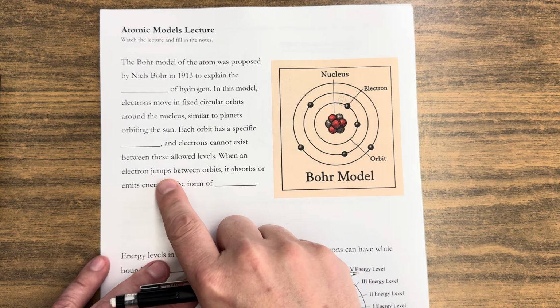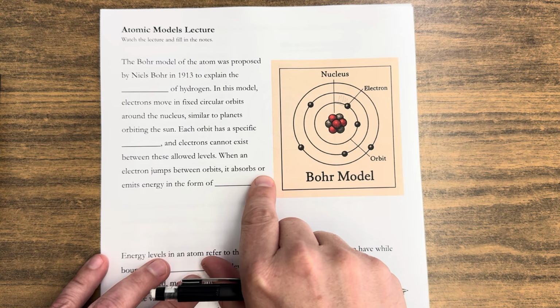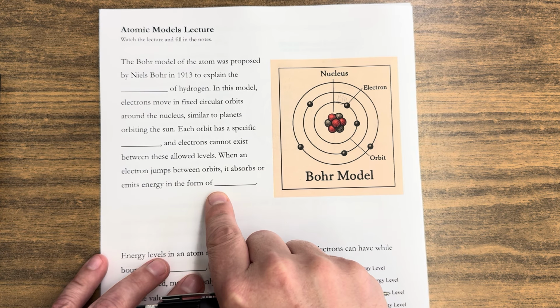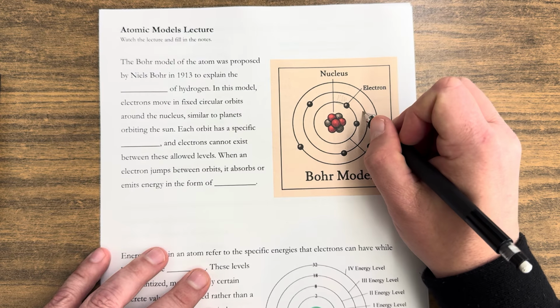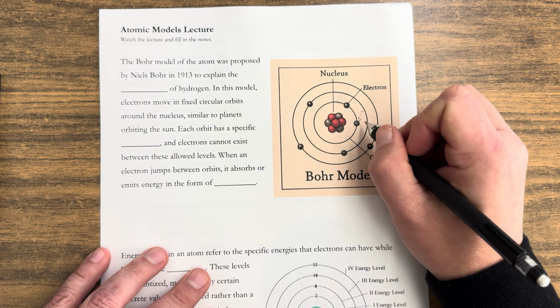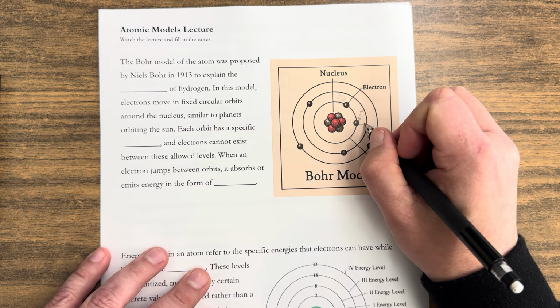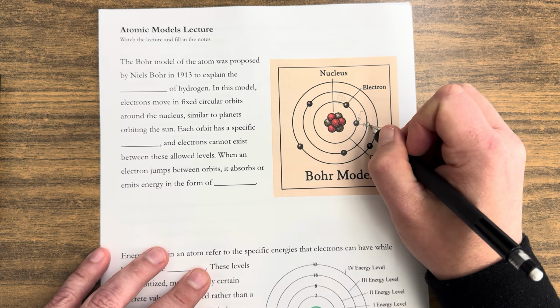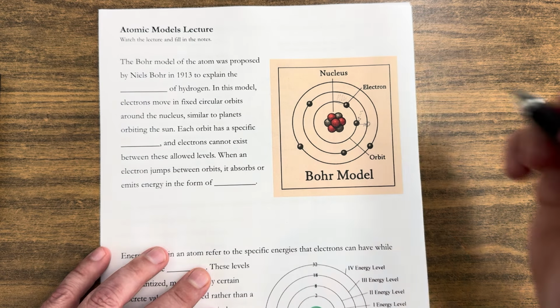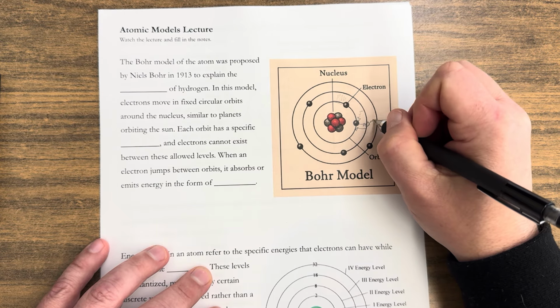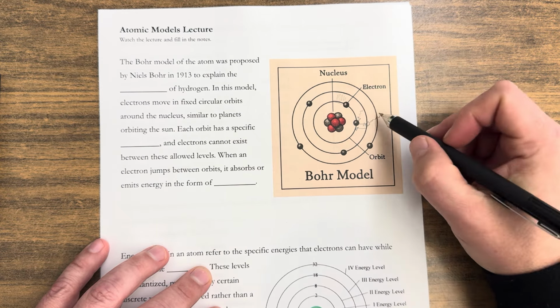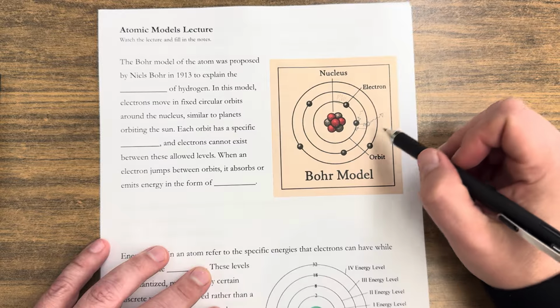When an electron jumps between orbitals, it absorbs or emits energy in the form of light. So an electron can absorb energy coming in here, and it can jump up to a higher orbital here. And if it goes back down, it will also emit some energy out as light.